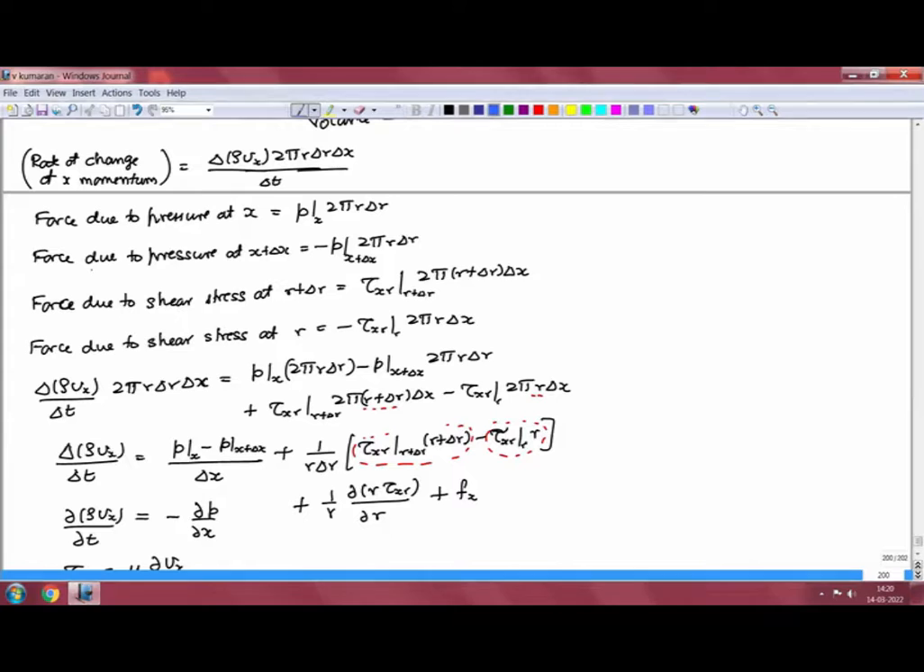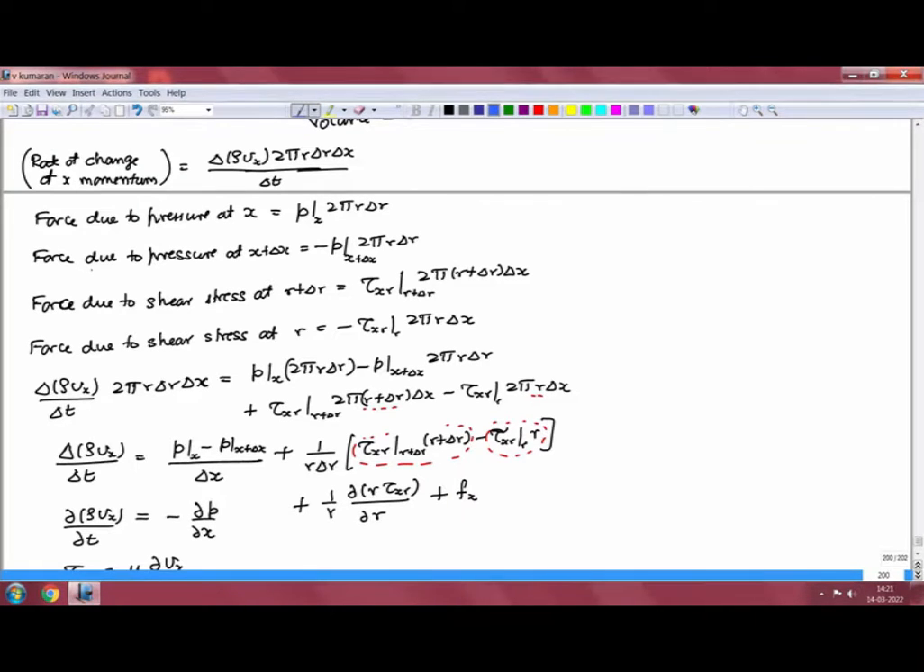There is a force. The forces are of two types. One is surface forces and the other is body forces. We did not include body forces in this balance, but it is quite easy to include. The surface forces are the pressure force at x and x plus delta x. As I had explained, the pressure always acts perpendicular to the surface. So, therefore, the force in the x direction acting on the differential volume has to be at the surfaces x and x plus delta x.